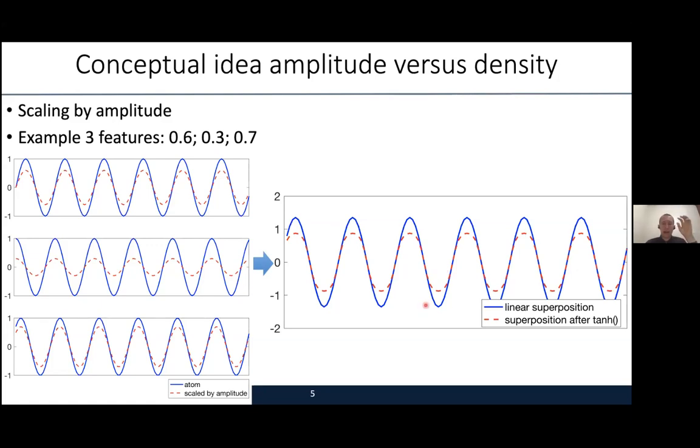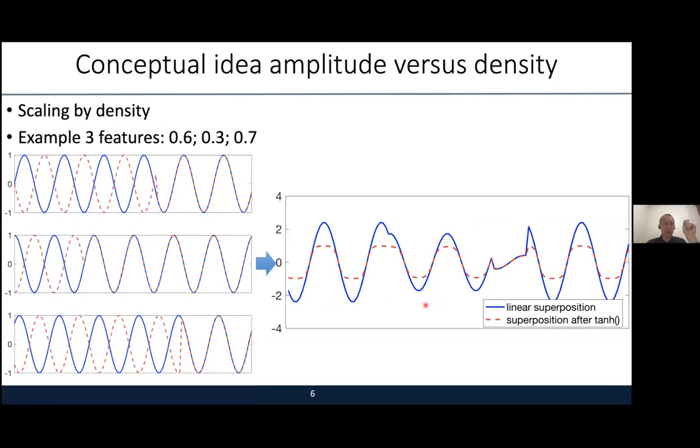That's what is done conceptually in the standard RVFL. And what we propose to do instead is to use scaling by density instead of scaling by amplitude. And in this example of sine waves, we can think of scaling by density as actually swapping the phase of the sine wave at the fraction which corresponds to the proportion of the feature value.